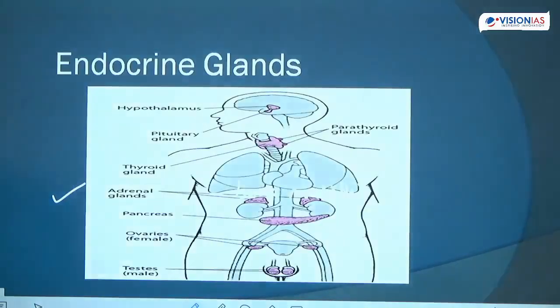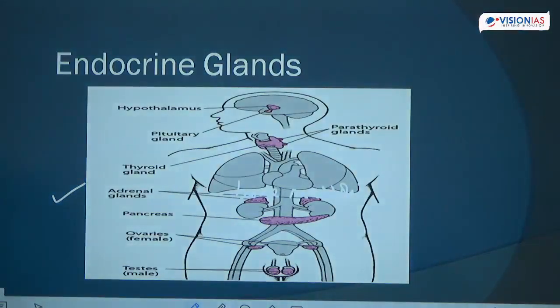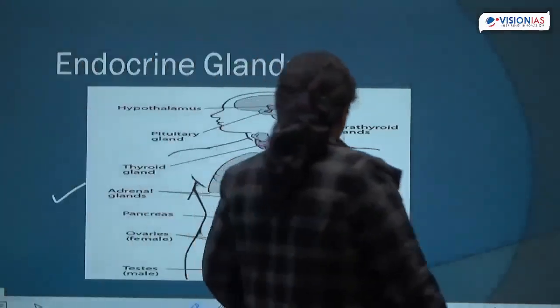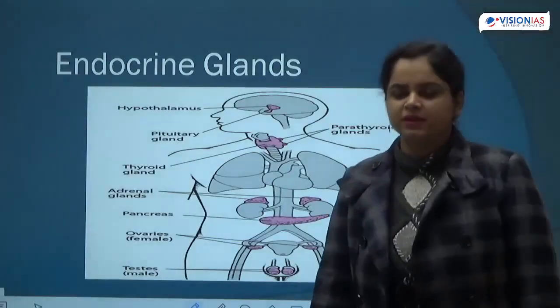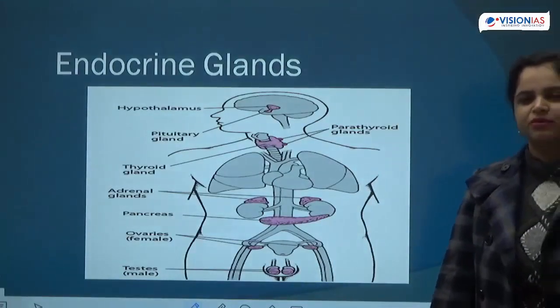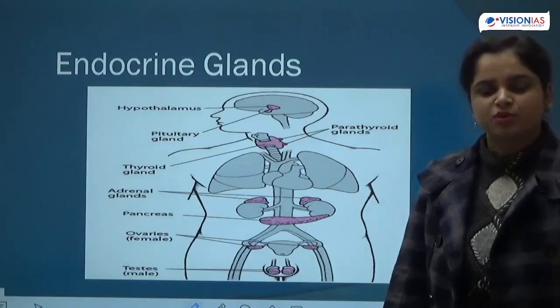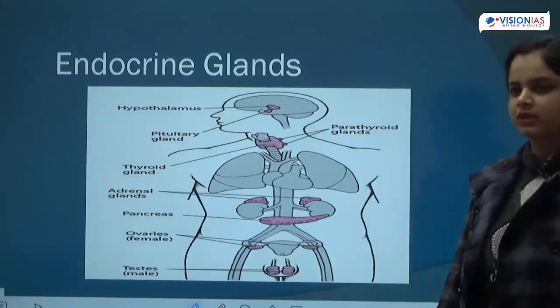Then going to your endocrine glands. We had studied what was the endocrine gland. Can you brush that definition up for me? Can you tell me what you remember about endocrine glands? What we spoke about yesterday? What are the endocrine glands?